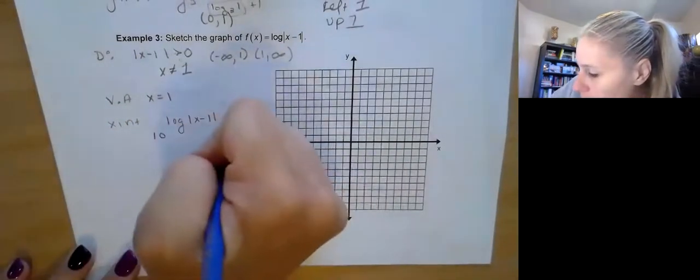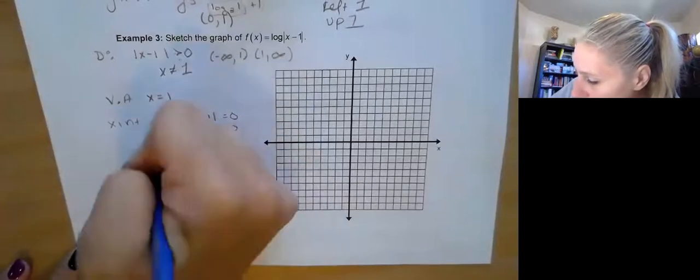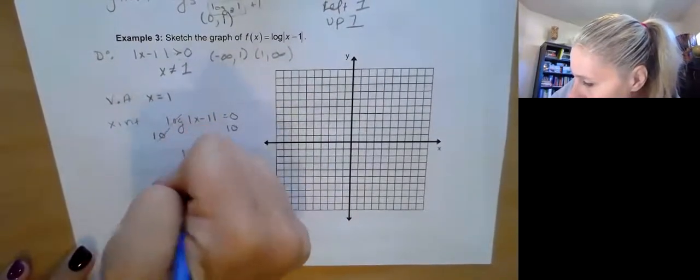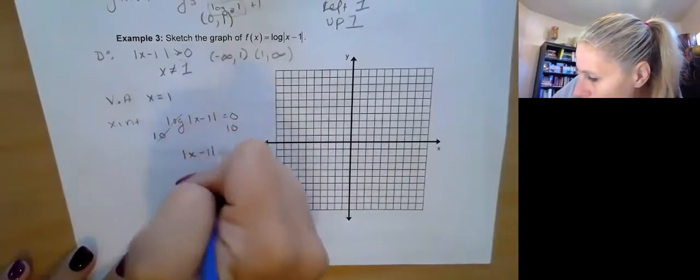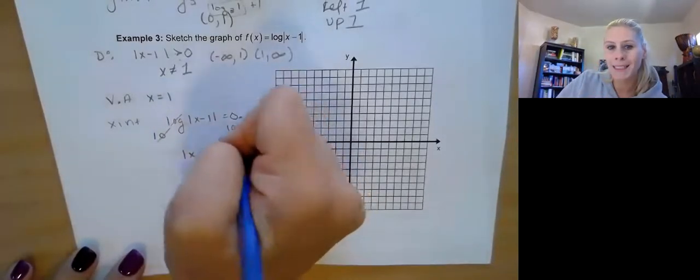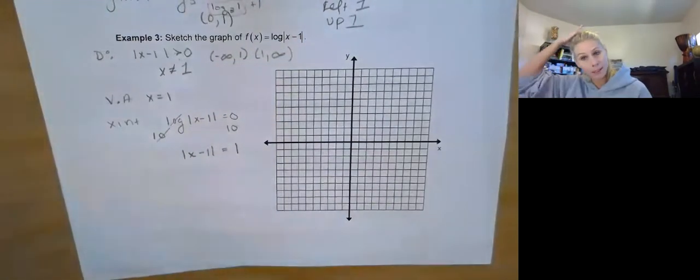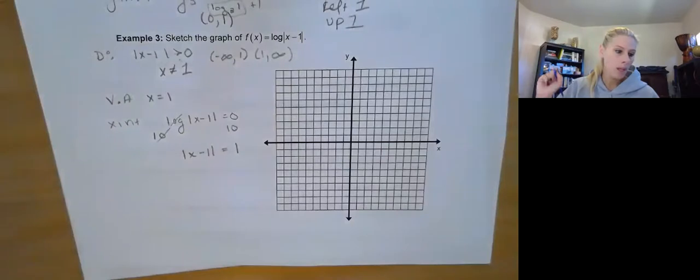And whenever we do one side, we do the other. Okay, so those cancel. We get the absolute value of x minus 1 equals, well, 10 to the 0 is 1. Make sure you guys keep that in mind because a lot of you messed up and put 0 there. Okay, now, what makes this true?